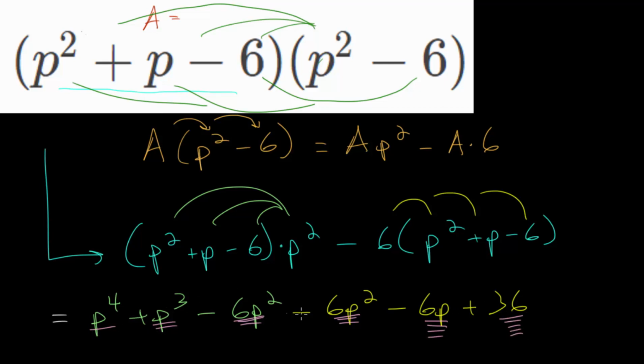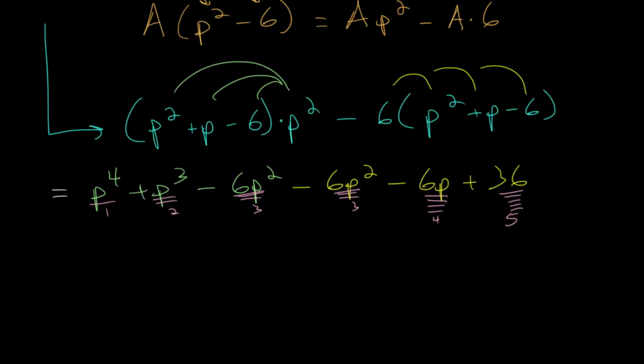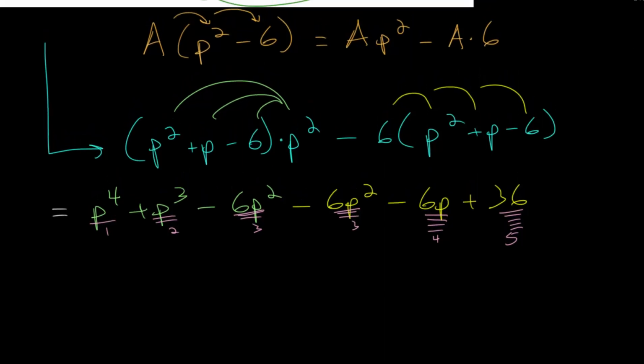And I used an underlining method to keep track of everything, but that can get a little bit messy. If you want to number these or use letters, that works too. You can call this 1, 2, 3. That's a 3 as well. This is a 4, and this is a 5. Or you can call these A, B, C, C, D, E. But organizing it in that way will help you keep track of the like terms. So let's continue working now.